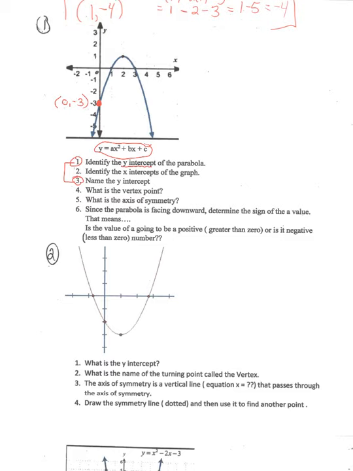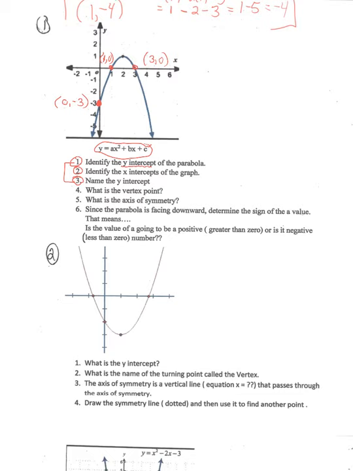Identify the x-intercepts, number 2. Now, that means, can you find them, and can you name them properly? There they are. That one to the right is 3, 0. That one to the left is 1, 0. Those are the x-intercepts.